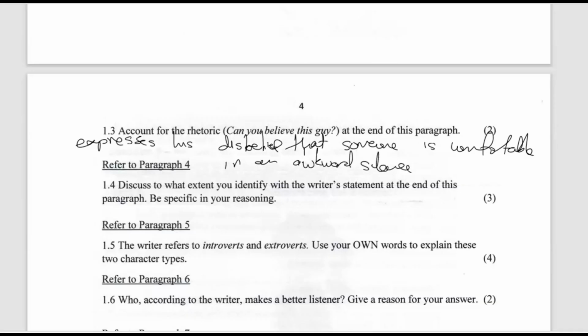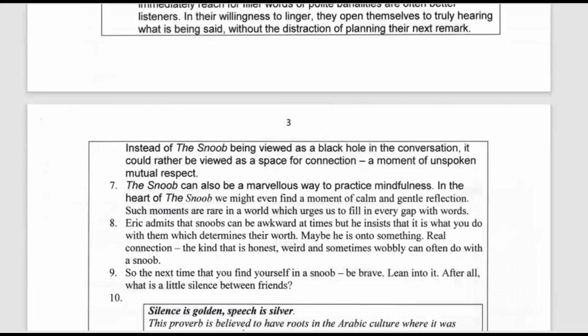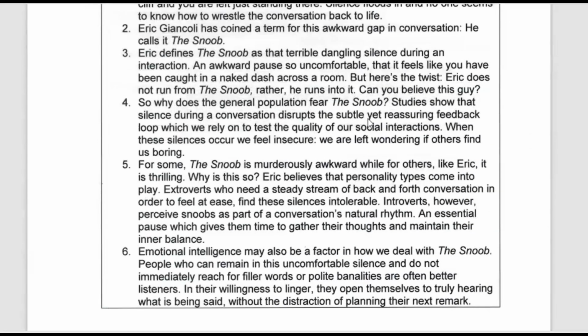Discuss to what extent you identify with the writer's statement at the end of this paragraph. Let's go to paragraph 4 quickly and see what's at the end to remind ourselves. Paragraph 4 says, the studies show that silence during a conversation disrupts the subtle yet reassuring feedback loop which we rely on to test the quality of our social interactions. When this silence is okay, we feel insecure. We are left wondering if others find us boring.